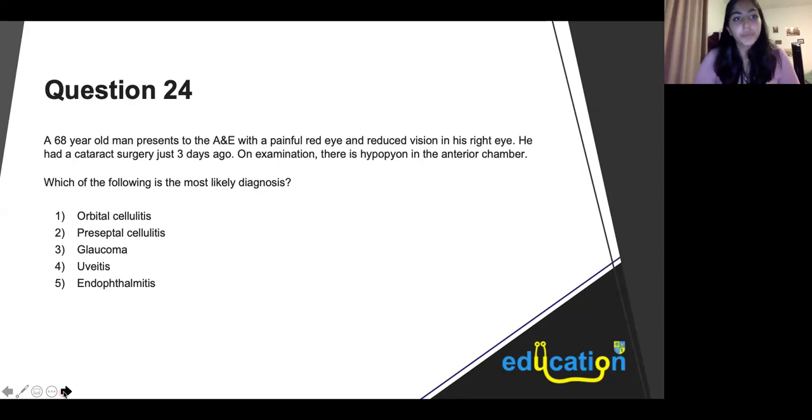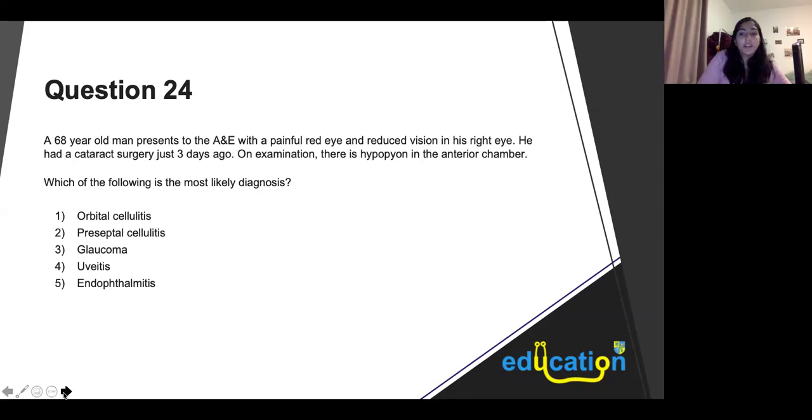Question 24. A 68-year-old man presents to the A&E with a painful red eye and reduced vision in his right eye. He had a cataract surgery 3 days ago. On examination, there is hypopyon in the anterior chamber. What is the most likely diagnosis? I'm glad you guys are immediately in with it.